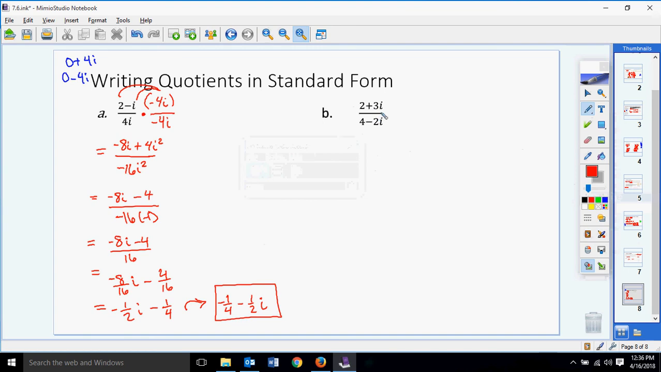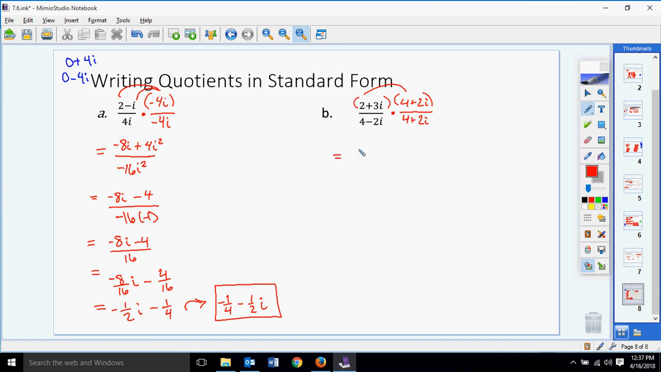All right, for problem B, you need to multiply by the conjugate. So instead of the minus, you just change it to a plus. And if you do it in the bottom, you have to do it in the top. Oops. So 4 plus 2i. And then we want to make sure that in the top we FOIL.